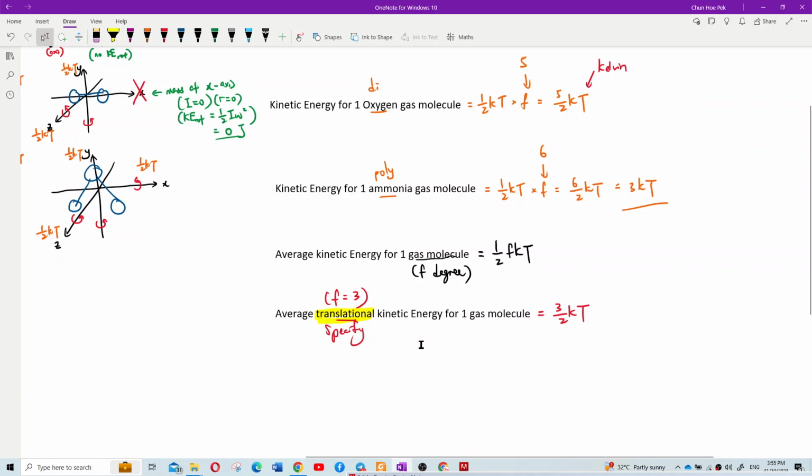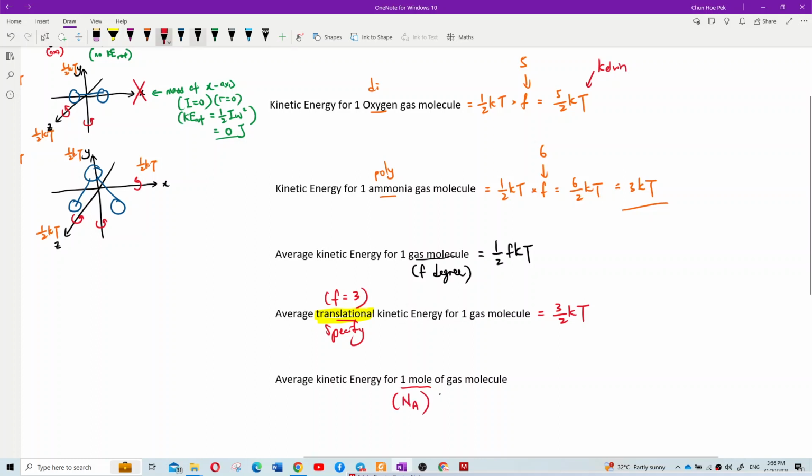Okay, now I want to further develop the question. This is where I expand. Let's say I want the average kinetic energy for 1 mole of gas molecules. Class, 1 mole. What do you think? Last time it was only 1 gas molecule. Now you have 1 mole. How many molecules is 1 mole? N_A, isn't it? Avogadro constant.